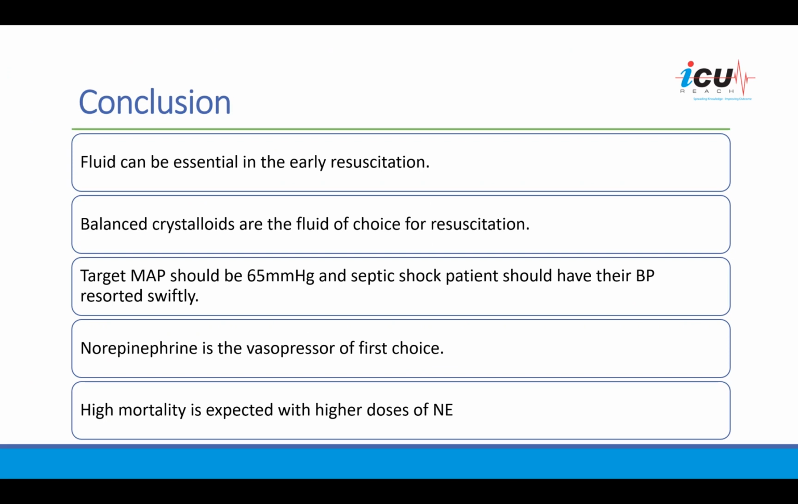So in conclusion, fluid is essential for resuscitation, and you need to determine if your patient is fluid responsive or not. You need to avoid giving extra fluid for the patient. We'll see that in our resuscitation presentation. Balanced crystalloids are the fluid of choice for resuscitation. Mean arterial pressure should be targeted for 65 millimeter mercury, and you should restore the blood pressure swiftly in patients with septic shock. Norepinephrine is the vasopressor of choice, and high mortality is expected with higher dosages of norepinephrine.